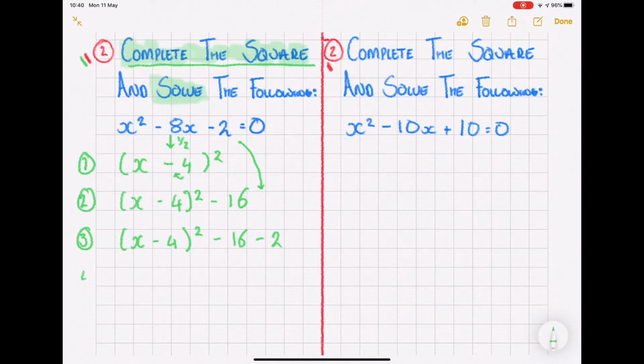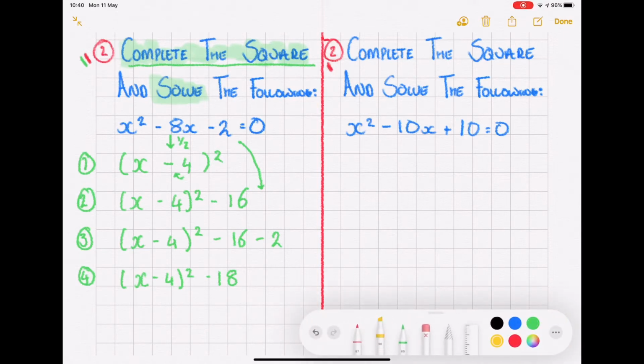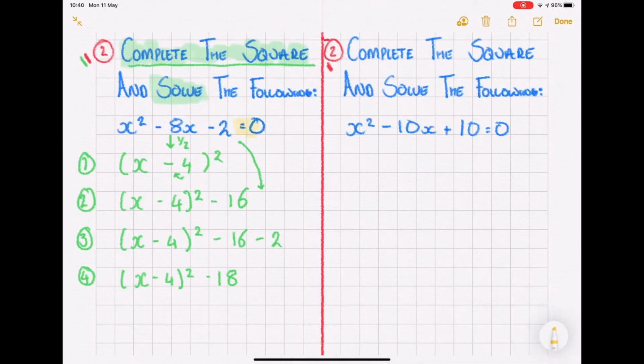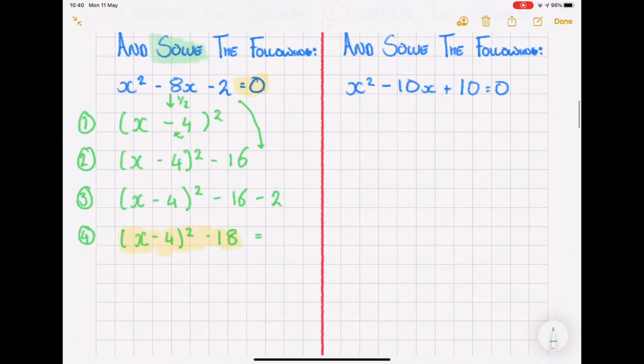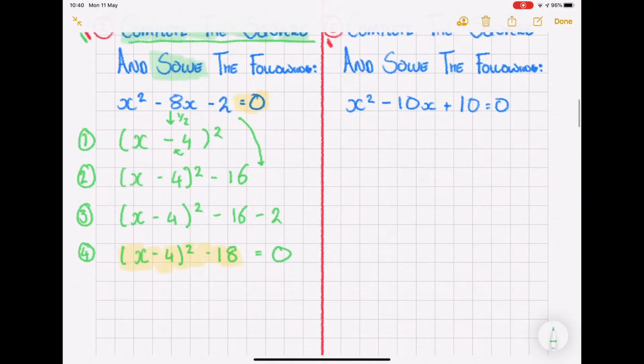Now our fourth step is to simplify. So exactly the same as before. Minus 4 all squared. Minus 16 minus 2 gives us minus 18. Okay? But there is a key difference, and that is that it is equal to 0. So we can say that this is equal to 0. So let's pop that in. All of that is equal to 0.